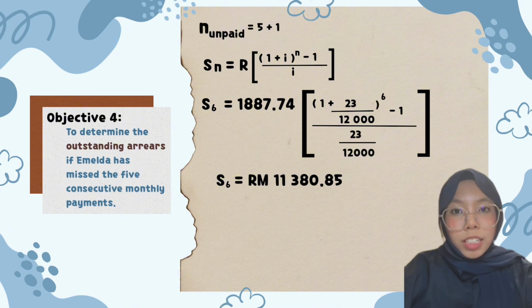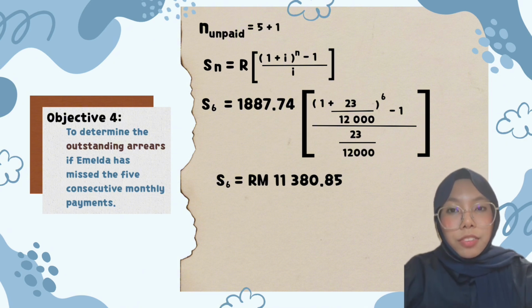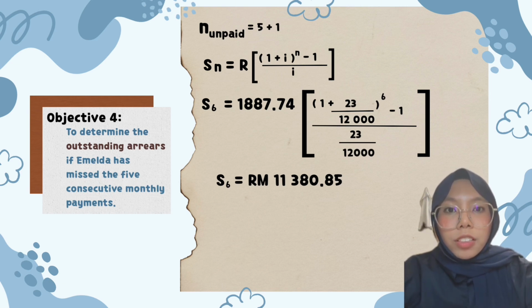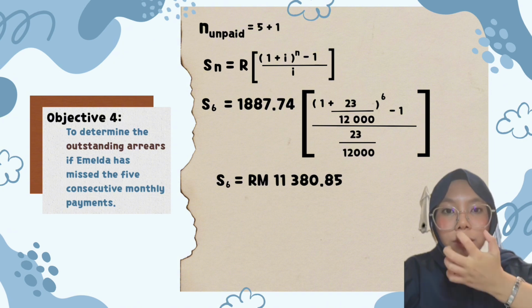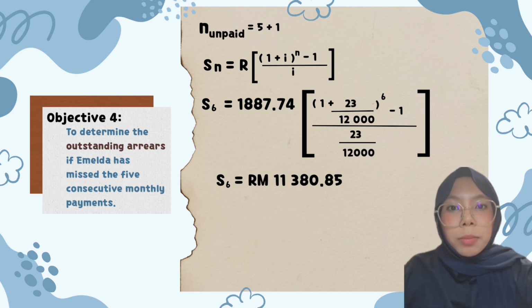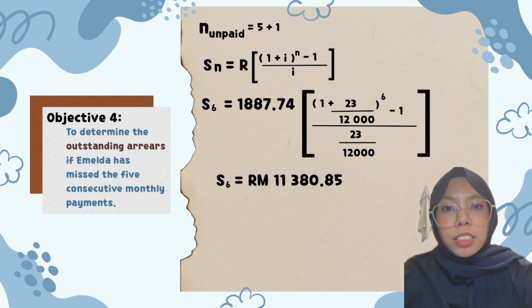We can solve this case by putting all the information in the formula, which is S6 equals 1,887.74 bracket 1 plus 23 over 12,000 bracket to the power of 6 minus 1 over 23 divided by 12,000. We enter all the amounts in the calculator and we get the final answer, RM 11,380.85.